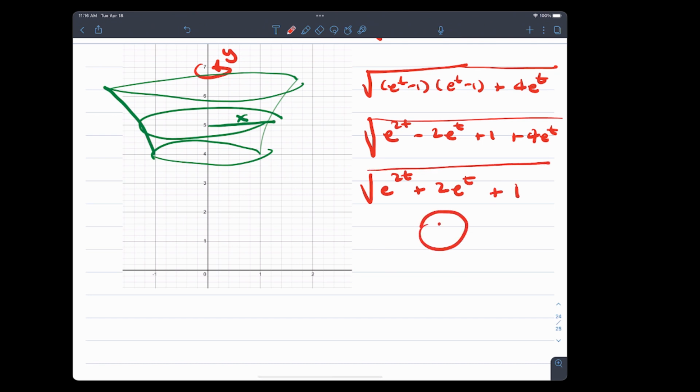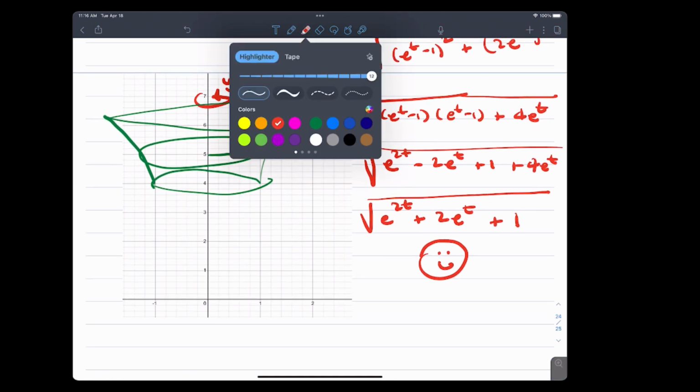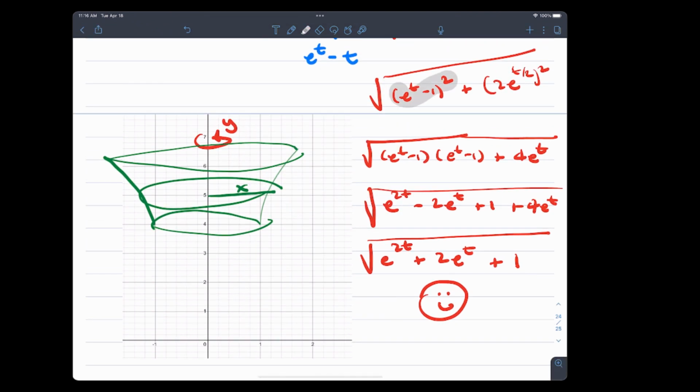Now I'm happy. Why am I happy? Do you guys see the pattern here? You guys know what I'm saying? Let me emphasize this pattern here. This expression is right in here. Okay, e to the t minus 1 to the second power, when you use FOIL, is e to the 2t minus 2e to the t plus 1. But then, what do you end up with?